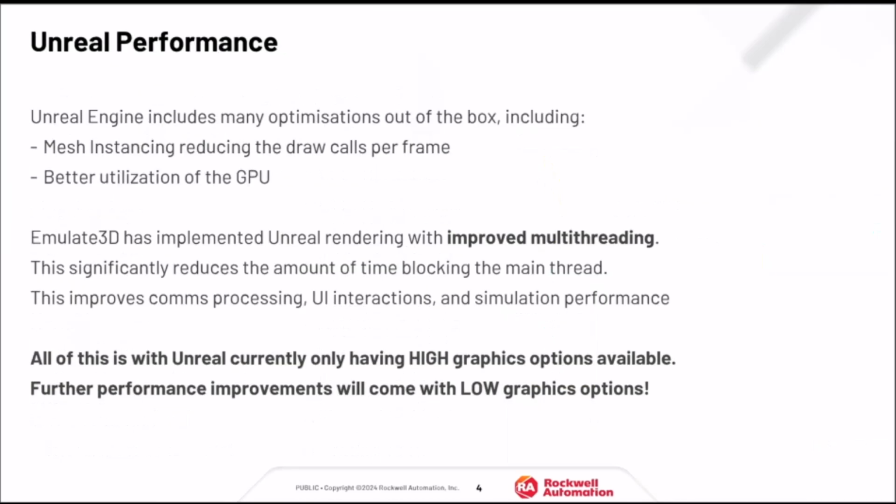So from a performance standpoint, some of the main things that Unreal improves greatly is reducing the draw calls per frame through something called mesh instancing. So if we have, say, hundreds of loads in a model that are identical, previously we had to render every single load as a separate draw call. Now, because they're the same mesh, we can just render them all at once, and that's a massive improvement in performance. And then obviously utilization of the GPU, multi-threading. Yeah, we're going to see much, much bigger models with this.